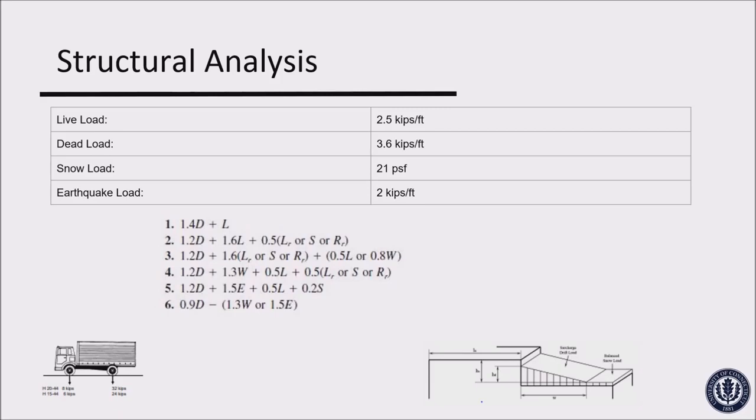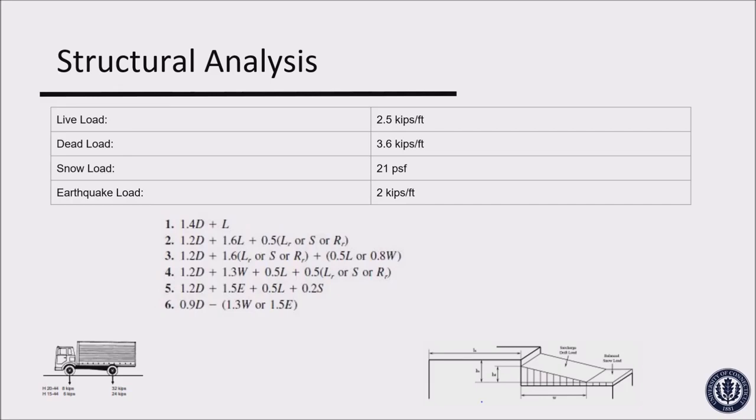The snow load of 21 pounds per square feet was calculated accounting for flat loads and snow drift loads, which are quite common in Connecticut. Finally, the earthquake load of 2 kips per square feet was determined using the USGS seismic design maps that use latitude and longitude to determine earthquake spectral response acceleration.